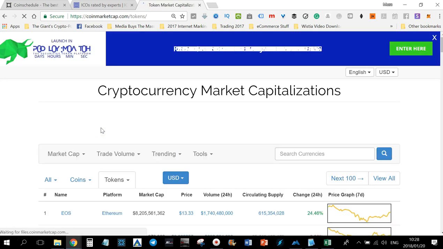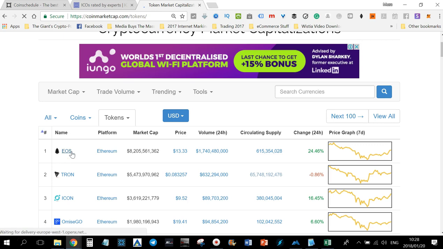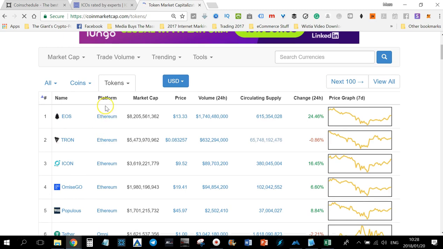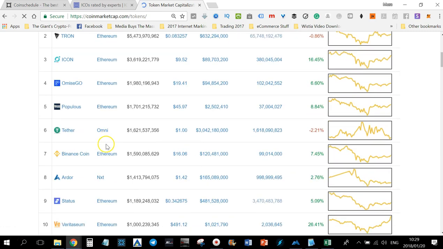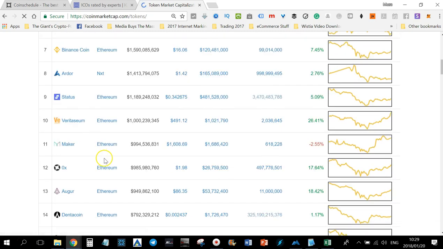So as you can see, the number one currently is EOS. So in terms of dominance, the EOS platform is sitting at number one. And then you would notice that most of the tokens are built on top of the Ethereum platform, right? So as you can see here, under coins, we didn't see this column, the platform column, but when we are looking at the tokens, we will see the platform column. So again, I would say over 95% of the new cryptocurrencies are built on top of Ethereum, right?